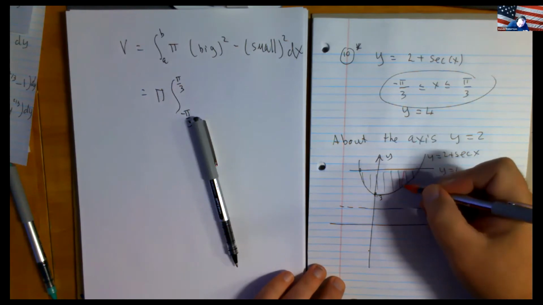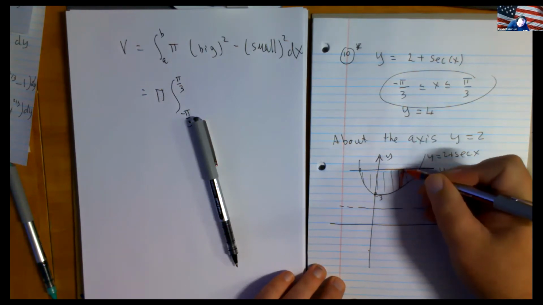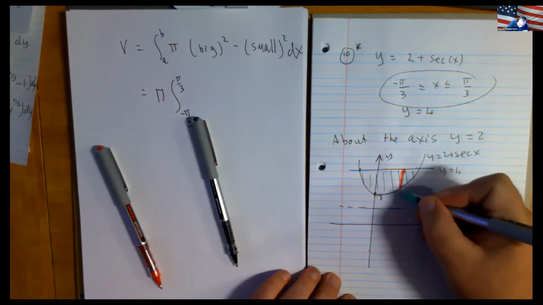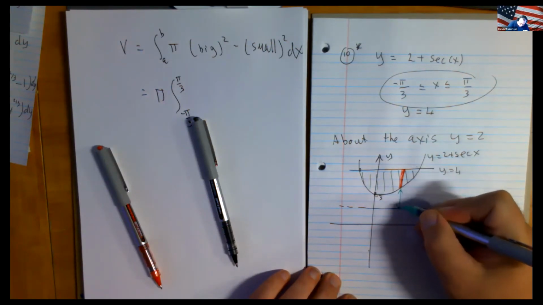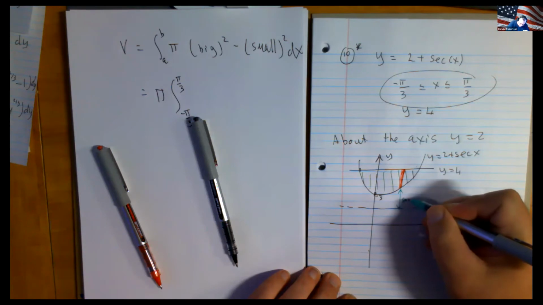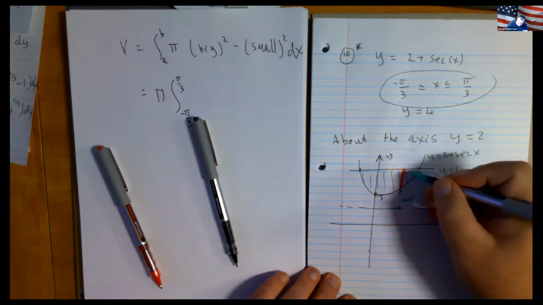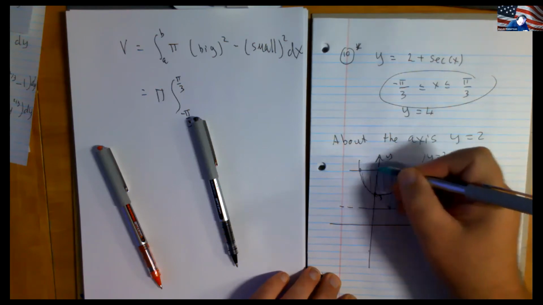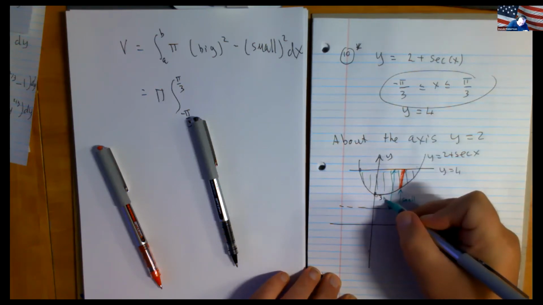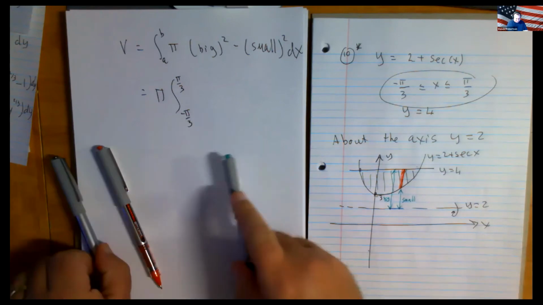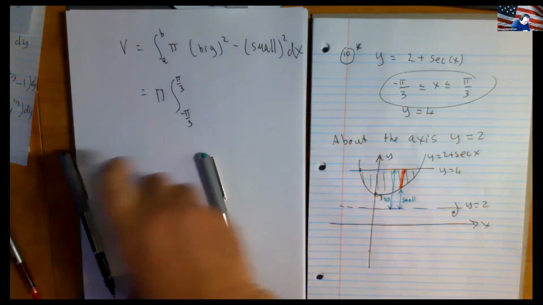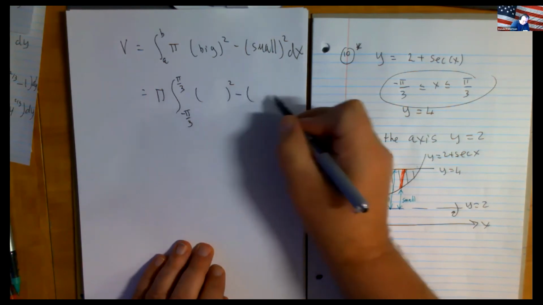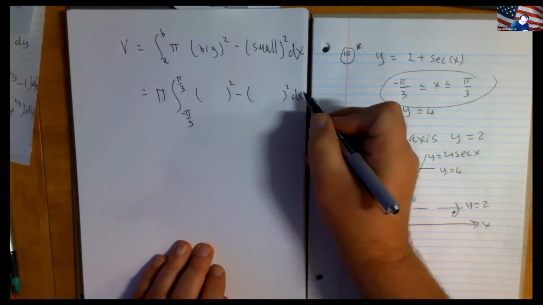Here's my typical rectangle. The distance from the axis of rotation to the first curve, we're calling the small guy. And the distance from the axis of rotation to the second one, which happens to be a line here, is called the big one. So, big squared, take away small squared, dx.